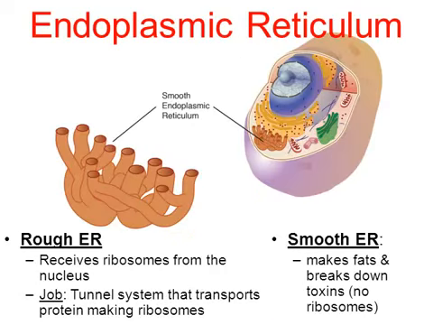So what about the smooth ER? Well, if the rough ER is covered in ribosomes, then with a little common sense, the smooth ER is not covered in ribosomes. And you can see it has a different job. The job of the smooth ER is to help make lipids and fats and to help break down certain toxins. But the reason it gets its name smooth ER is it's not covered in ribosomes. The rough ER is covered in ribosomes, and that's why it kind of has a rough appearance to it.